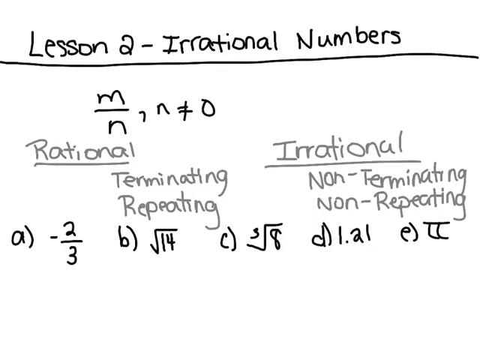So for the first one, you take negative 2 over 3. Because it's a fraction, we're going to put it into our calculator, and you should get negative 0.66 repeating. So because it repeats, it is a rational number.